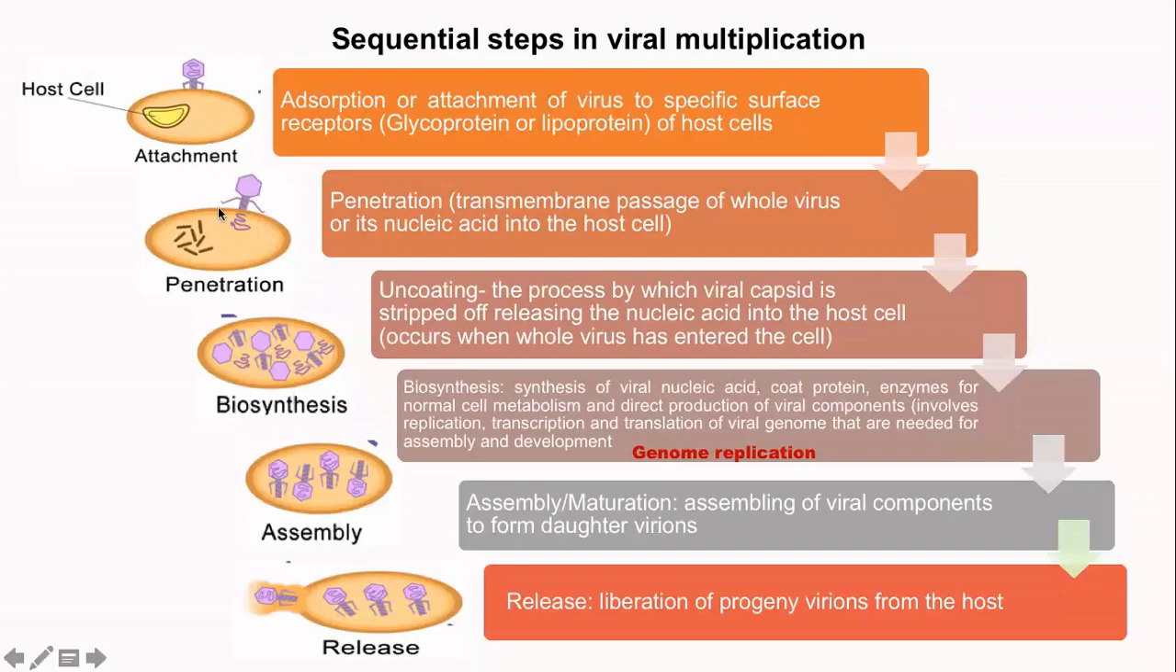So just to recap, what happens? First, the virus gets adsorbed or attached onto the surface of the host cell. In the second, penetration, either the virus as a whole enters into the host cell or only the genetic material is injected into the host cell. Then biosynthesis takes place. What happens during biosynthesis? The genome replicates, the protein coat is being synthesized. Then comes the assembly stage where the genetic material is packed within the protein coat, and finally the release by bursting open the host cell. So this is how a virus multiplies.